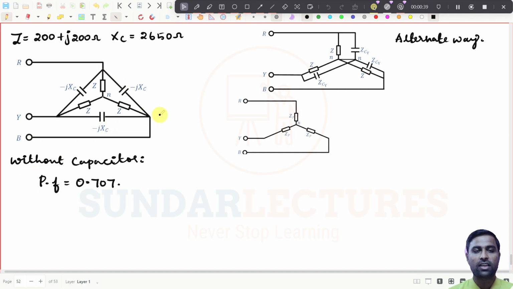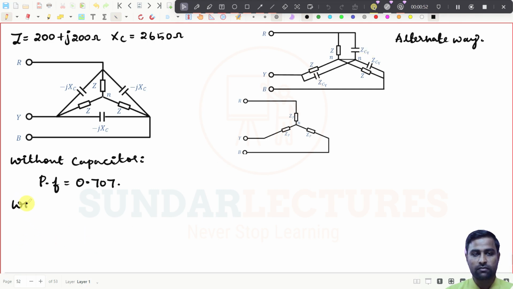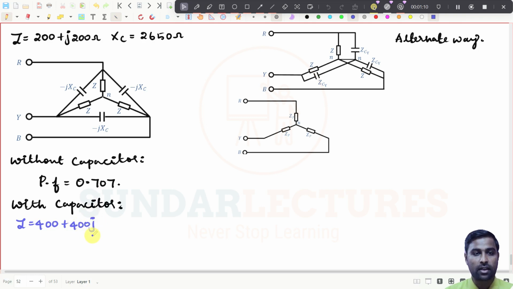Now what we have done here is this capacitor that is connected in delta has been converted into the equivalent star. That is also possible, right? So I will write it down here. Now with the capacitor, what will you get? It is very simple. They have given you Z equal to 400 plus 400j, maybe 200, I made a mistake. It is 200 plus 200j. I have already written it here.